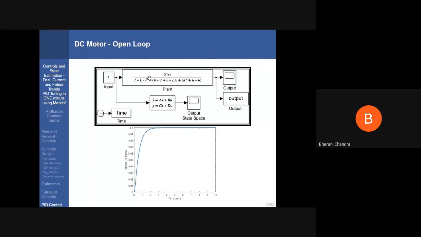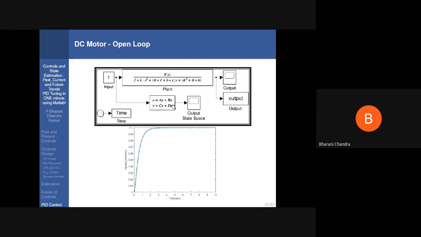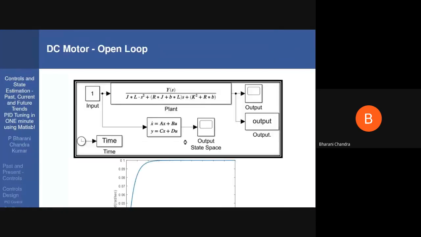And this is the open loop response. The same transfer function you are seeing here, I have implemented using MATLAB. This is the state space model, which is not much required now. So you can see that it is an open loop control, and I want the output to go to 1. The reference input is 1, the plant input is 1, and you can see that this is the output.